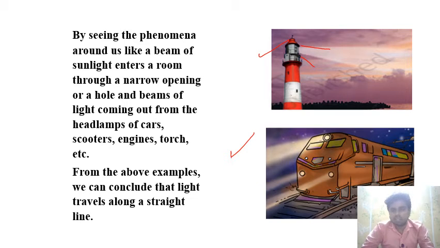So we can say, by seeing the phenomena around us, like a beam of sunlight entering a room through a narrow opening or a hole, and a beam of light coming out from the headlamp of a car, scooter, engines, torches, etc. So in the car also the light goes directly forward, it does not deviate this way. So from all these examples we come to know that yes, light travels in a straight line. Okay, so we can conclude this from different examples also which we can see around us.